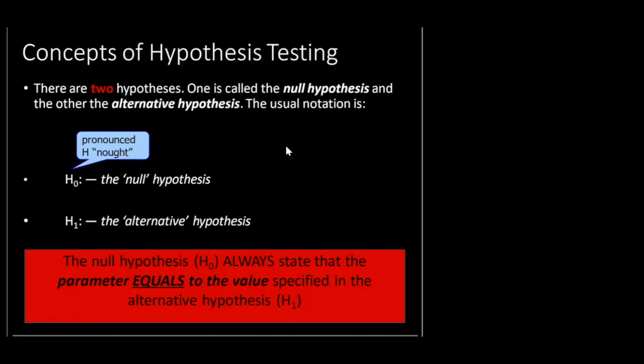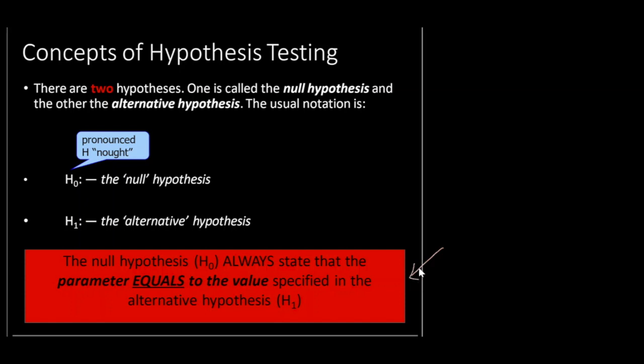So we start by discussing our hypothesis. There are two types of hypothesis. The first one is called the null hypothesis. It's written as H0 here. The null hypothesis is also pronounced as H naught, right? And the next hypothesis is called the alternative hypothesis. It is written as H1. The most important statement in the whole chapter would be this one here.